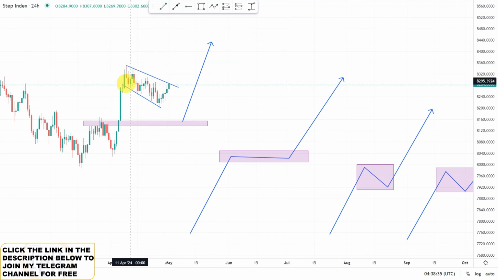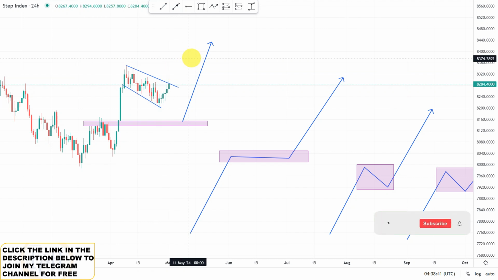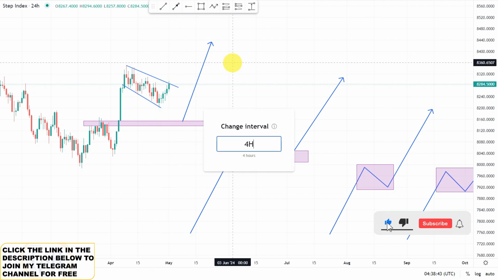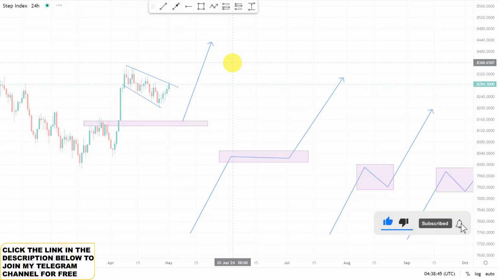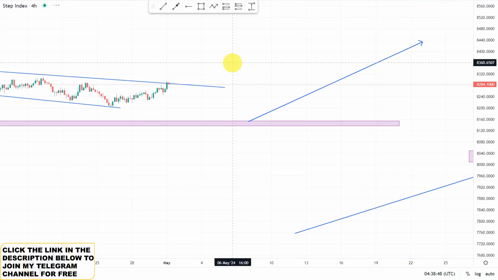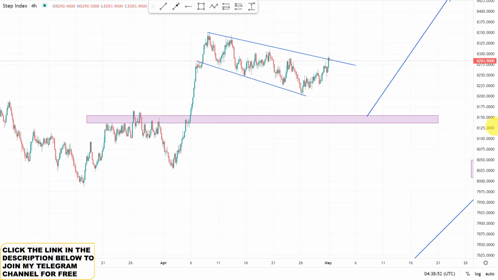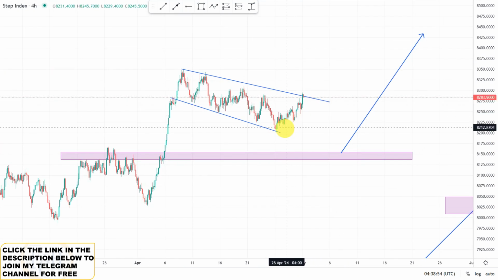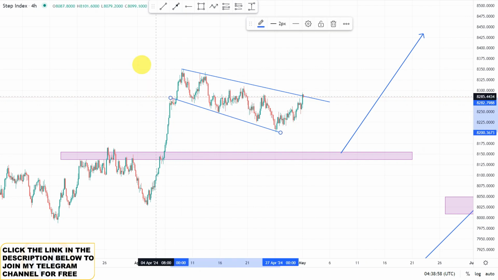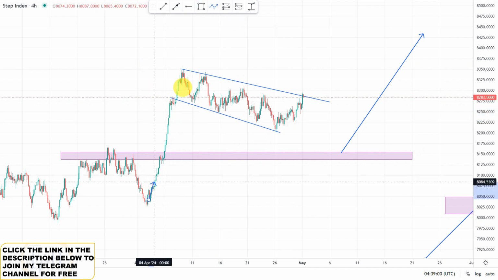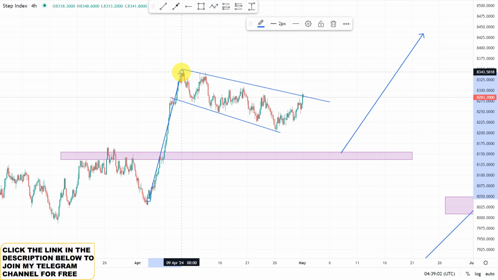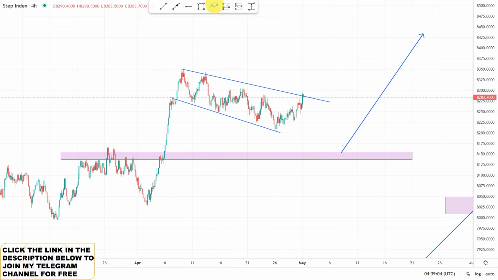No, it is descending. It is known as a descending channel, a very powerful pattern. Now let me go to the 4-hour time frame so that you can view this pattern and let me show you how powerful it can be. Now, how to draw this pattern is after the impulsive phase. That is where you can identify this kind of pattern.